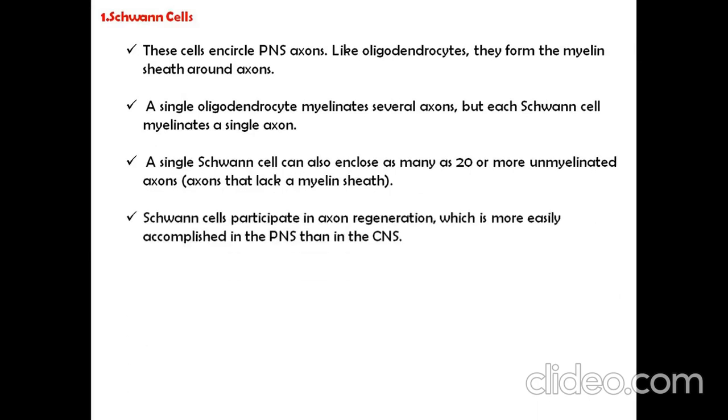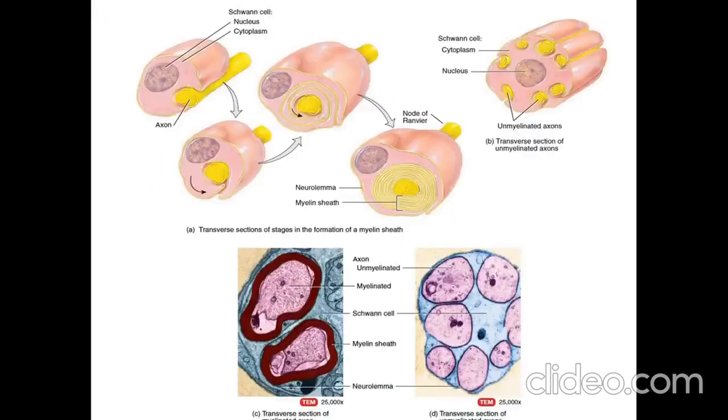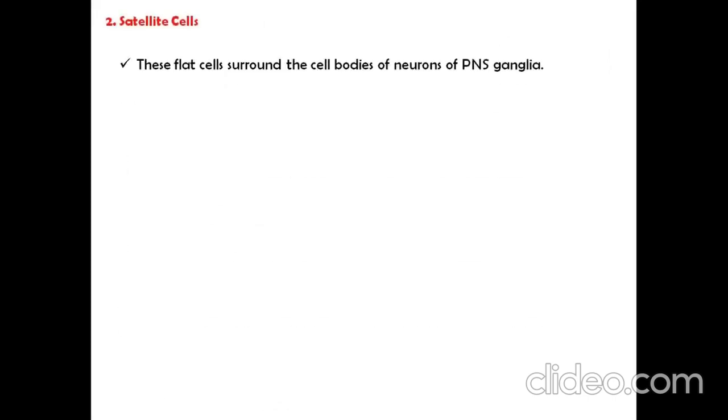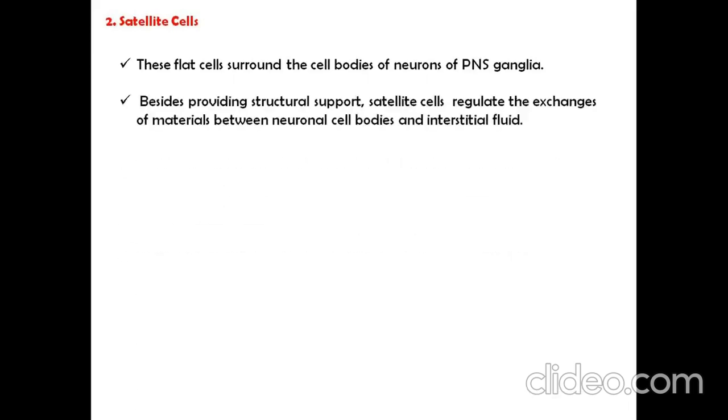Schwann cells participate in axon regeneration, which is more easily accomplished in the peripheral nervous system than in the central nervous system. Next one is the satellite cell. These flat cells surround the cell bodies of the neurons of peripheral nervous system ganglia. Besides providing structural support, satellite cells regulate the exchange of materials between the neuronal cell bodies and the interstitial fluid.